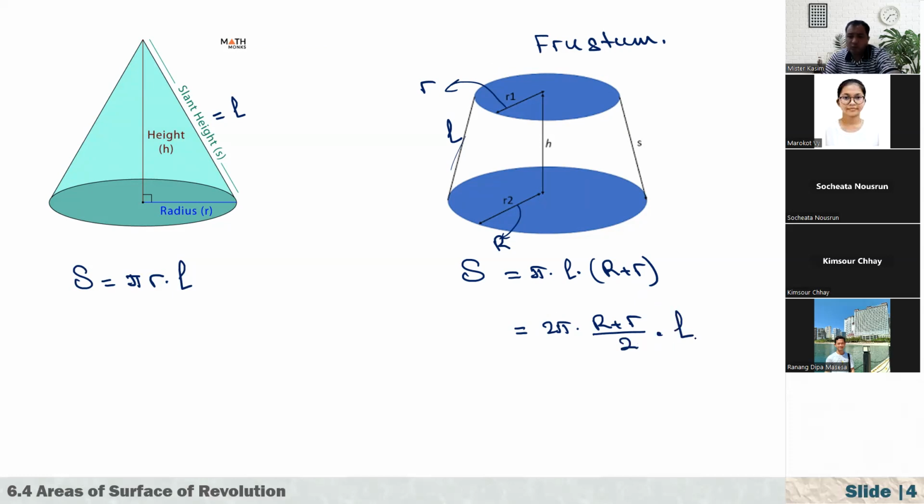Now you will see what L is. L is this curve, the slant height. The 2 pi is multiplied by the average of the radii of the top and the bottom bases, and multiplied by L. And exactly, we are going to use this for the surface area of revolution.